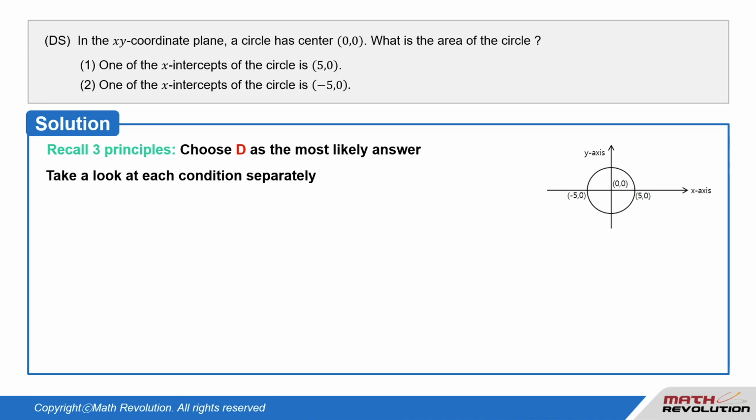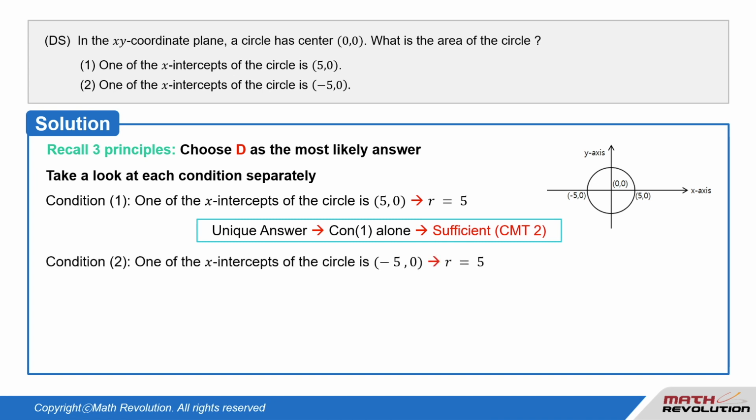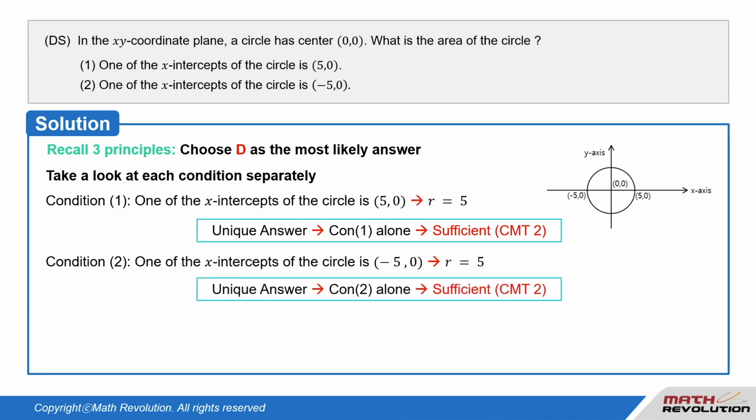Let's take a look at each condition for the information given. Condition 1 tells us that one of the x-intercepts of the circle is (5, 0). So r is 5. This solution is unique, so it is sufficient by CMT2, which means that the number of answers must be 1. Condition 2 also tells us that one of the x-intercepts of the circle is (-5, 0). So r is 5. This solution is unique, so it is sufficient by CMT2.